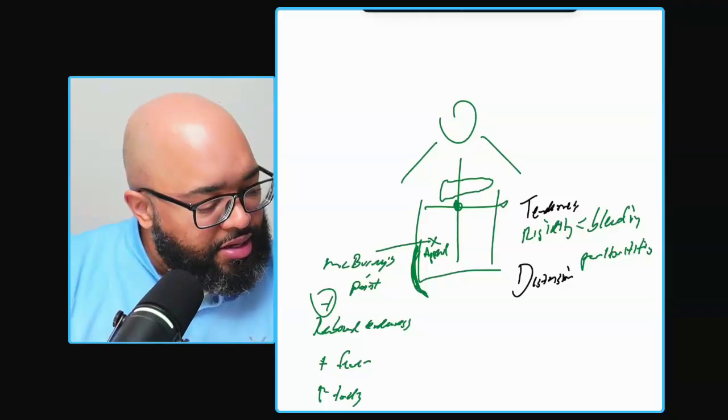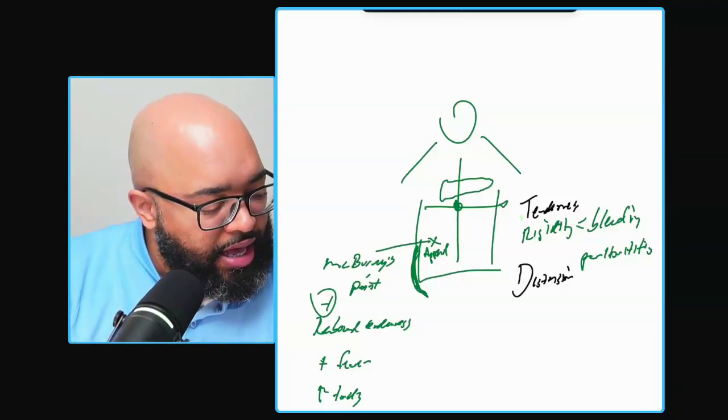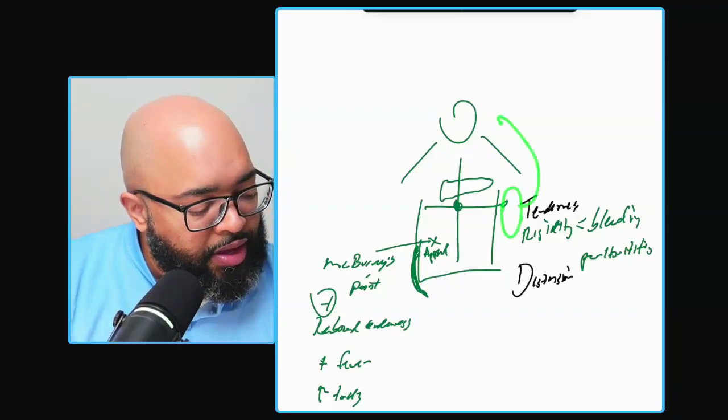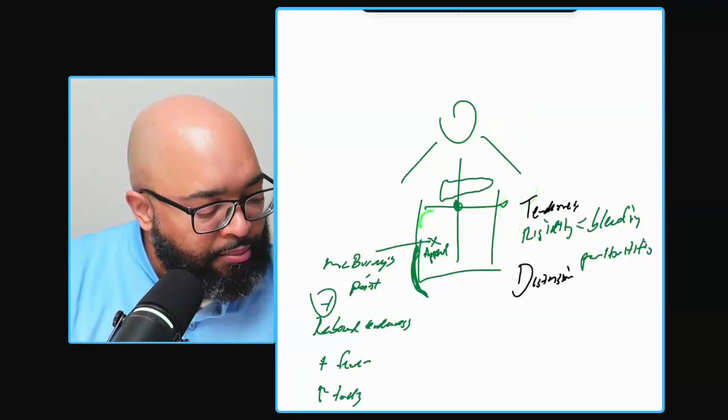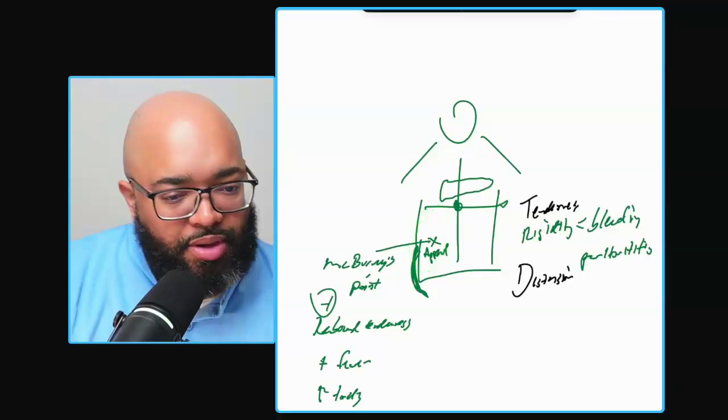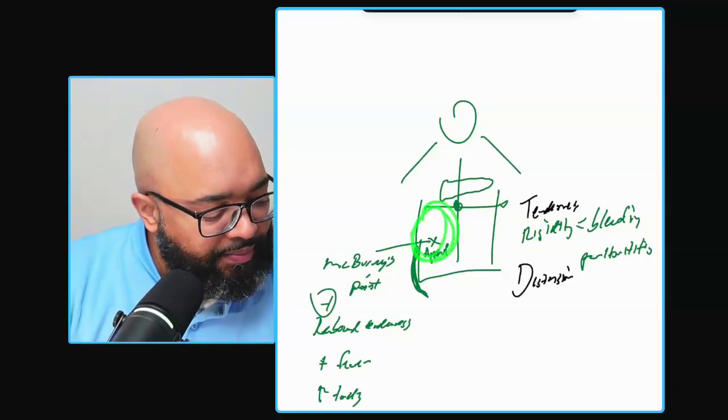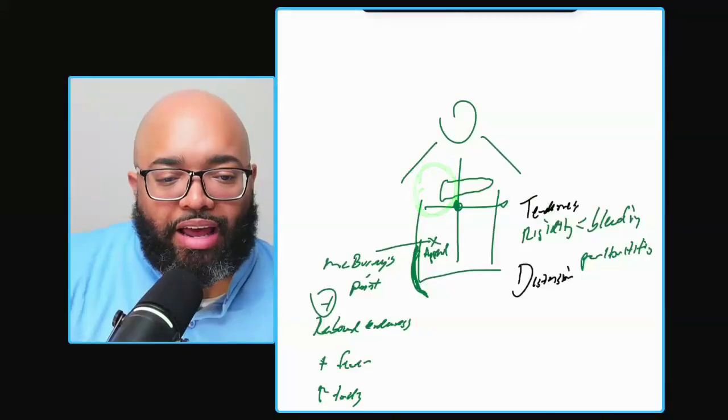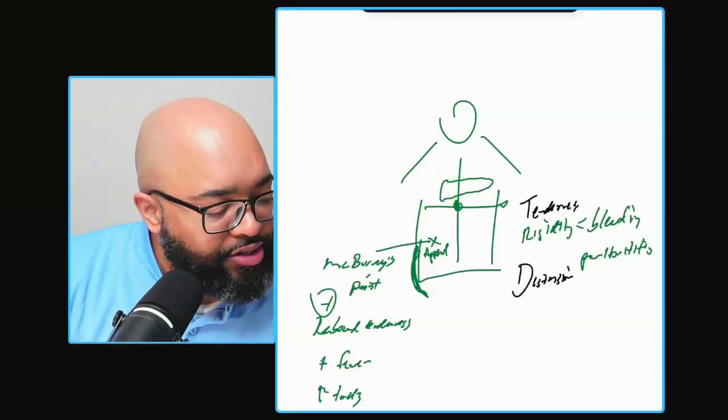Okay. So yeah, we covered Kehr's sign with referred left shoulder pain. Murphy sign, so that's typically going to be what organs over here? Well, it's going to be more here. The gallbladder and the liver. Yep, gallbladder or liver. Okay, let's talk about gallbladder situations.